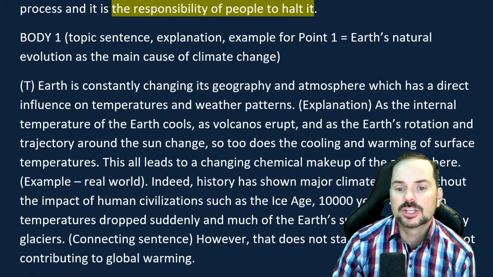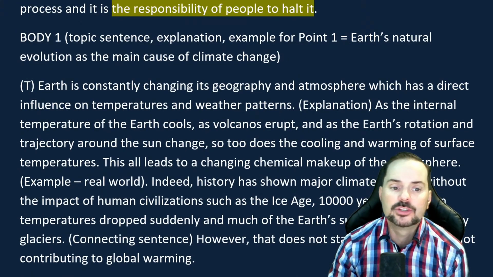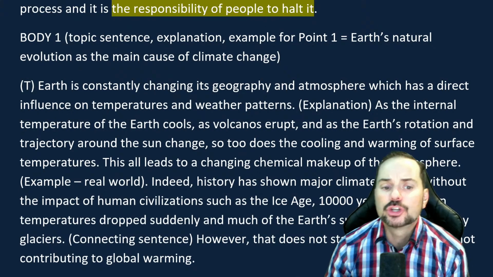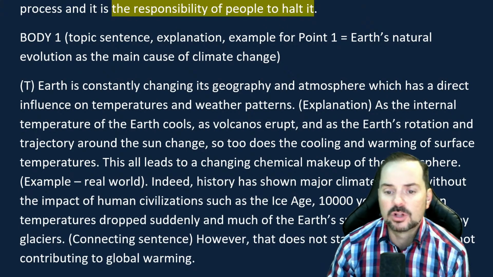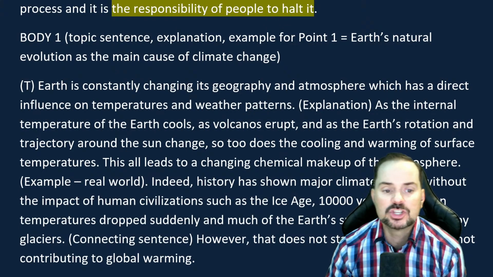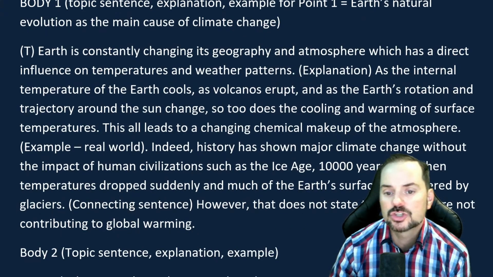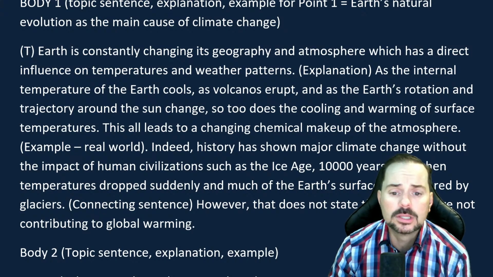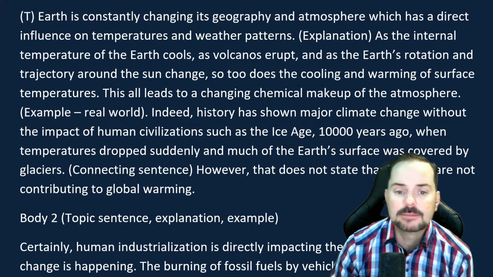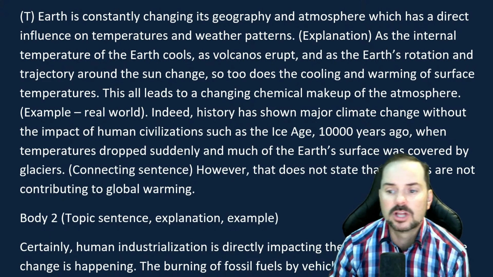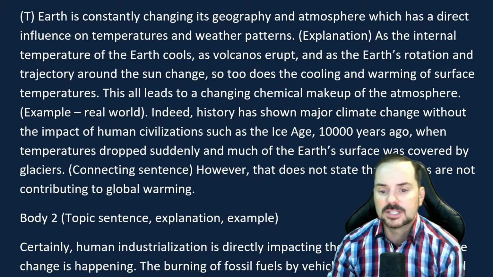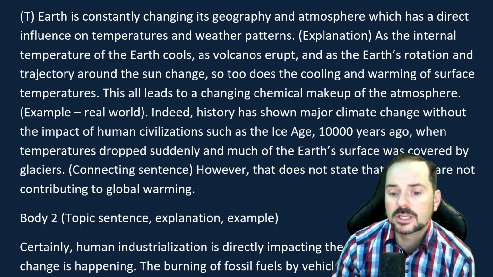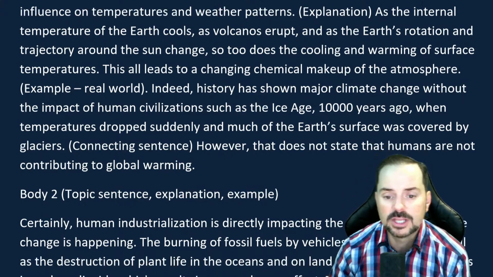Earth is constantly changing its geography and atmosphere, which has a direct influence on temperatures and weather patterns. As the internal temperature of the Earth cools, as volcanoes erupt, and as the Earth's rotation and trajectory around the sun change, so too does the cooling and warming of surface temperatures. This all leads to a changing chemical makeup of the atmosphere. Indeed, history has shown major climate change without the impact of human civilizations, such as the Ice Age 10,000 years ago, when temperatures dropped suddenly and much of the Earth's surface was covered by glaciers.